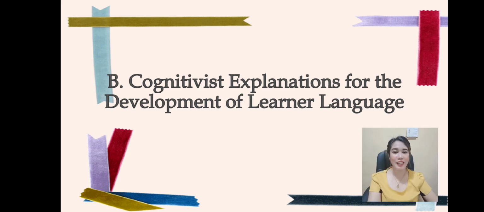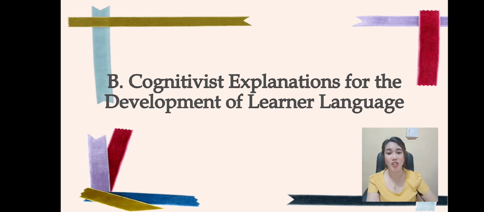So we have here the cognitivist explanations for the development of learner language. First, we have the operating principles. Second, we have the input processing theory. And third, we have the usage-based emergentist theories.